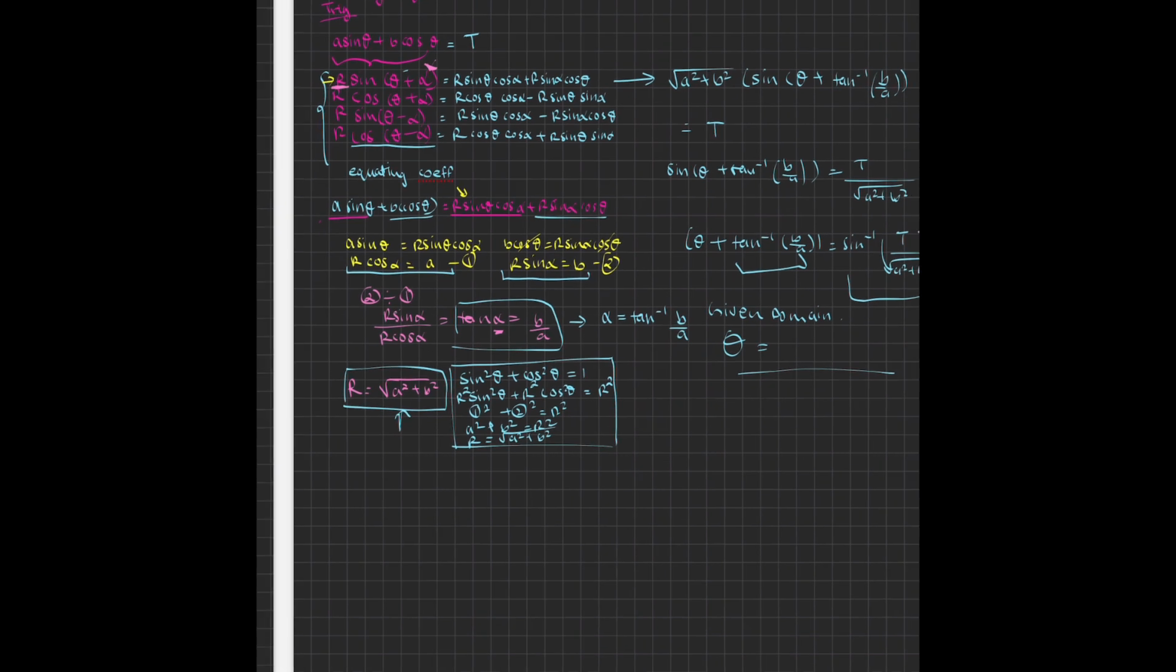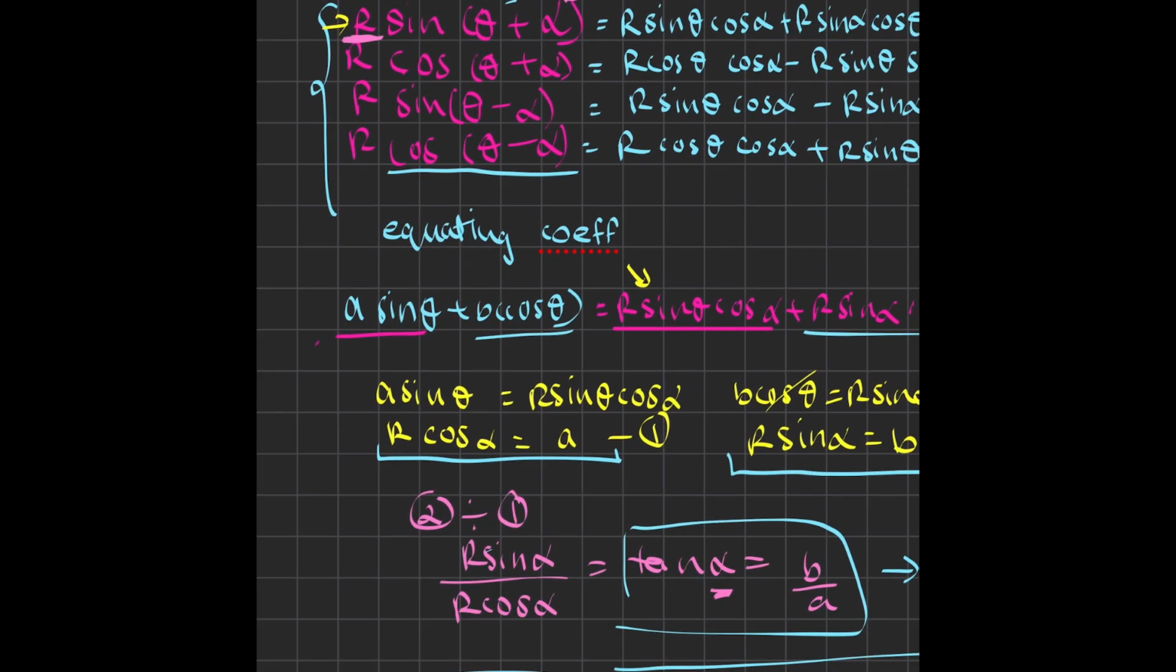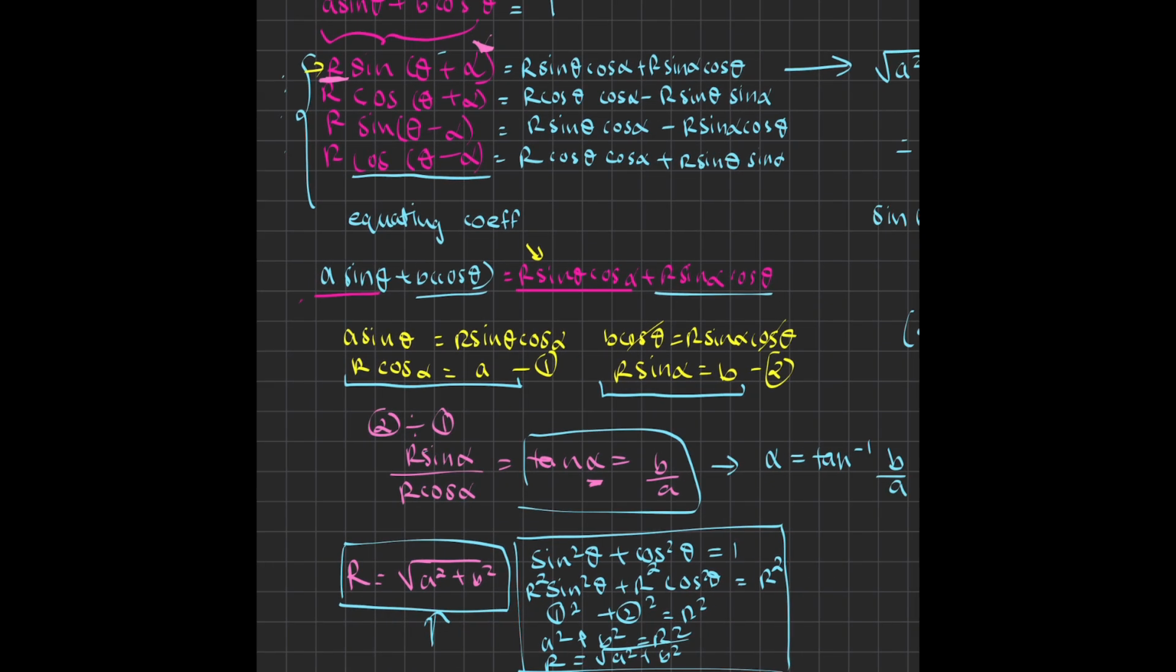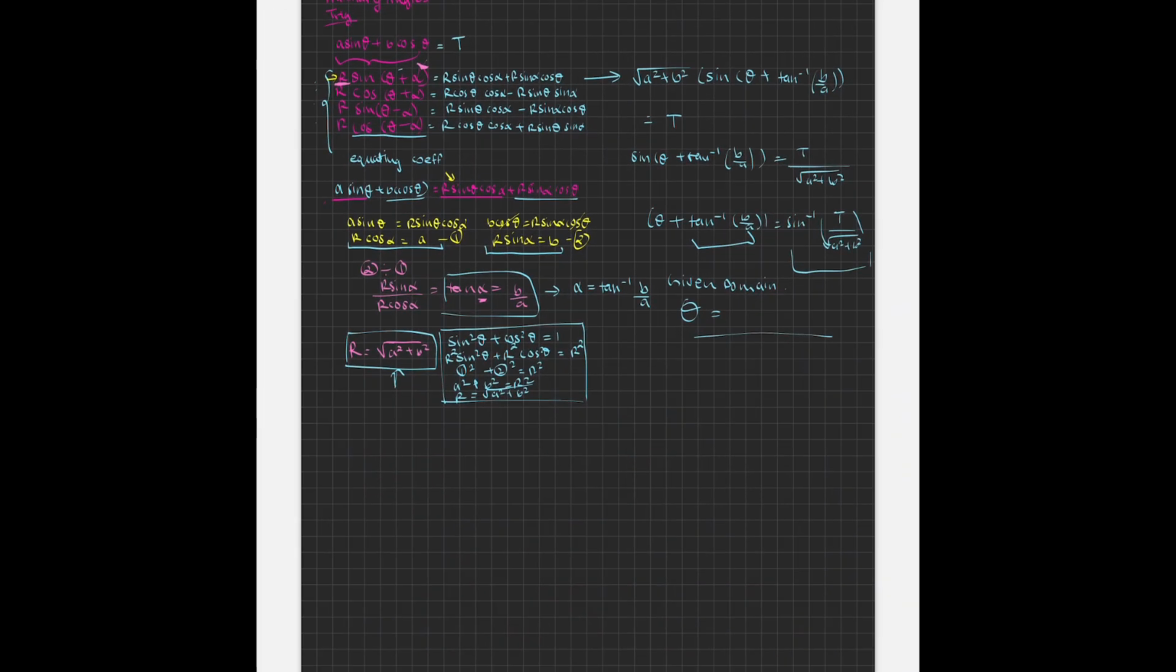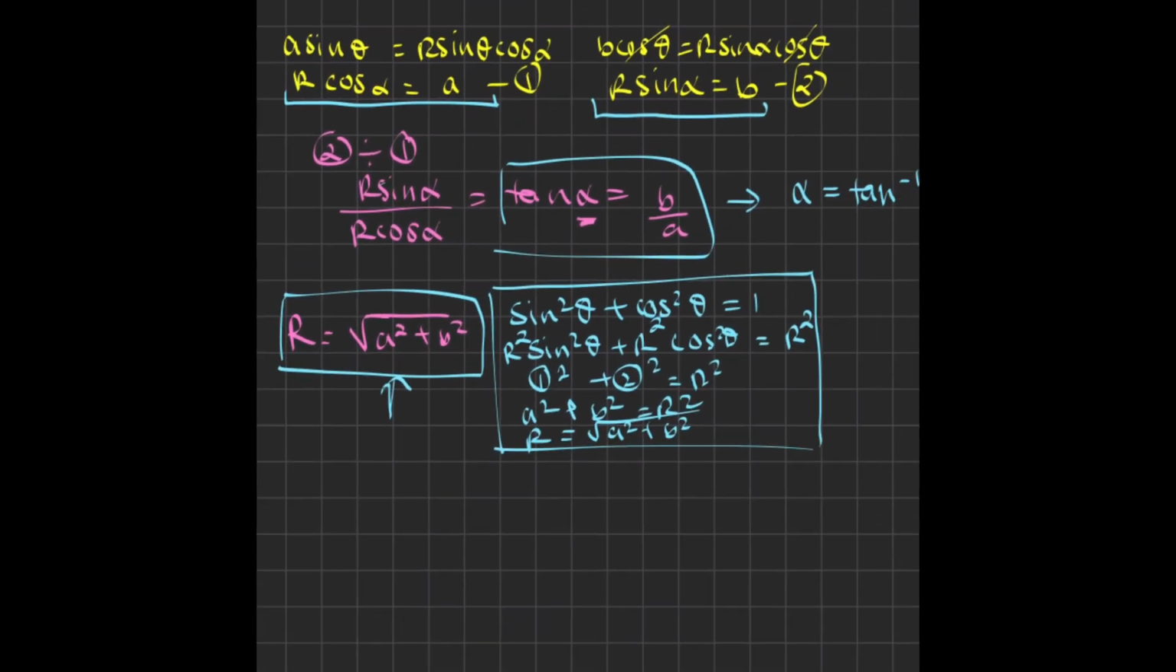Now obviously there are 4 of these equations, so we could do the similar thing with r cos theta plus alpha, r sine theta minus alpha, and r cos theta minus alpha. Just by equating the coefficients, we would get those values, and therefore we can essentially do the same method again for each of those.